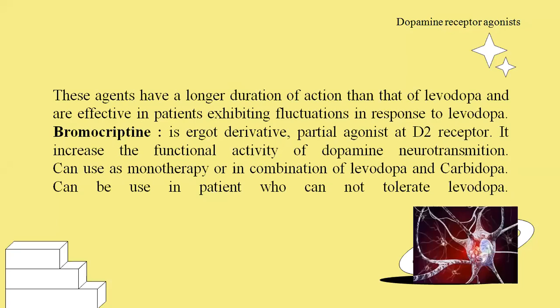All the ergot derivatives have a longer duration of action than that of levodopa and are effective in patients exhibiting fluctuation. Because we have already seen that if the patient develops fluctuation, it is very difficult to continue levodopa. So in those cases, we can switch to a dopamine receptor agonist. Bromocriptine is an ergot derivative. It is a partial agonist and it basically increases the functional activity of dopamine neuron transmission.